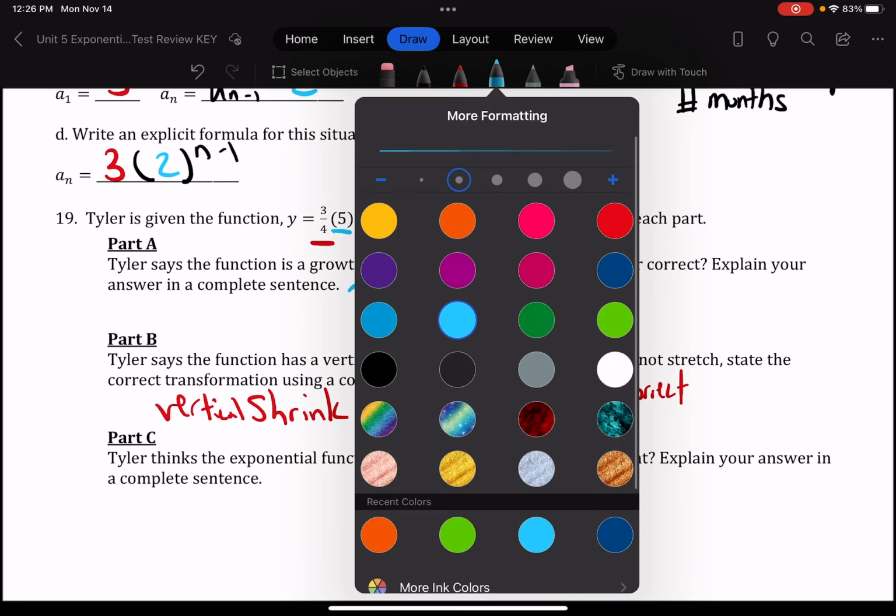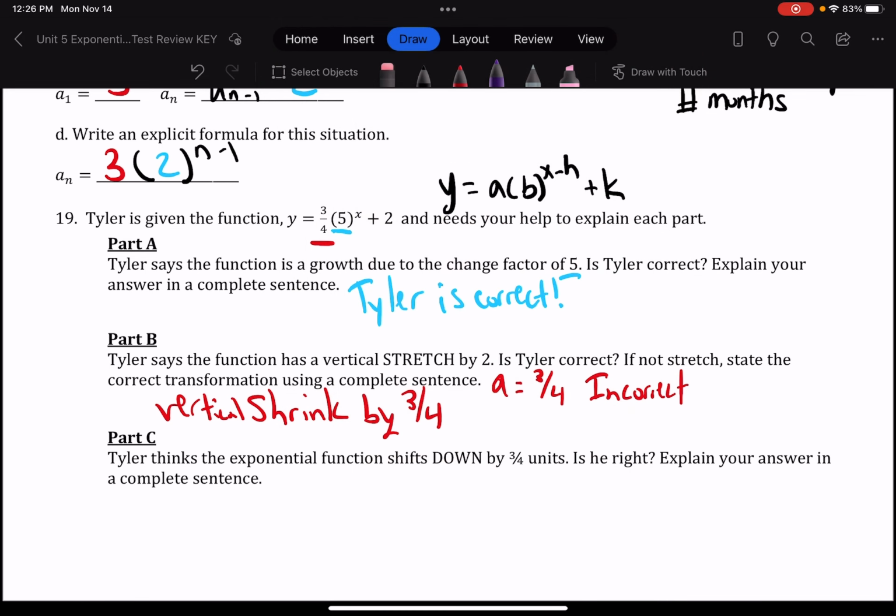And then part C is going to deal with our horizontal asymptote, because we're looking at a vertical shift of either up or down. Part C says that Tyler thinks the exponential function shifts down by 3/4 unit. Is he right? Looking at the function that was given to us, we have our horizontal asymptote at y equals 2. So that's a k value of 2. Instead of being a shift down, this is going to be a shift up by 2, because our k value is equal to 2.